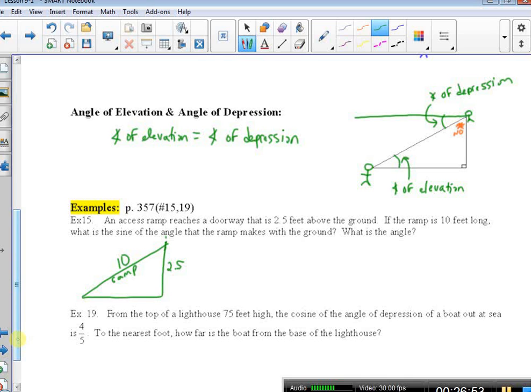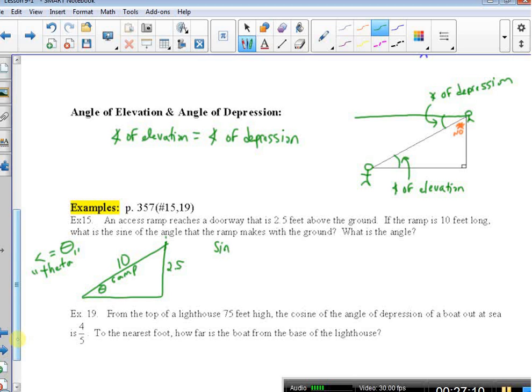So I'm going to introduce you to a new angle. The angle is going to be a little circle with a line through it, and that is pronounced theta. So I'm going to call this angle theta. That's the one we're looking for. That's used a lot. It's a Greek symbol.